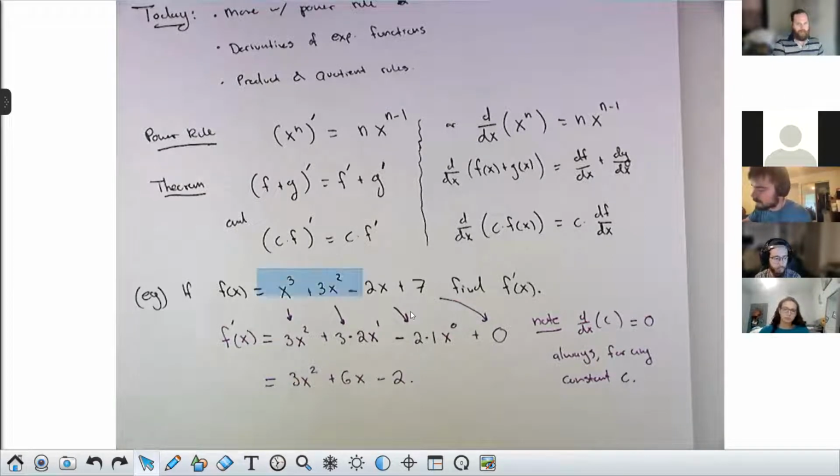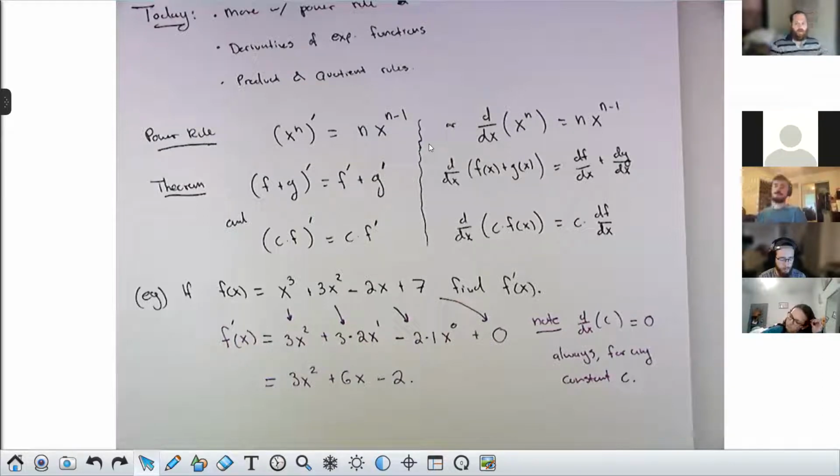And the general thing that you appear to see here, the derivative of a degree 3 polynomial being a degree 2 polynomial, is true. As a consequence of this power rule, when you differentiate any polynomial, the degree, the largest power of x, will go down by 1.